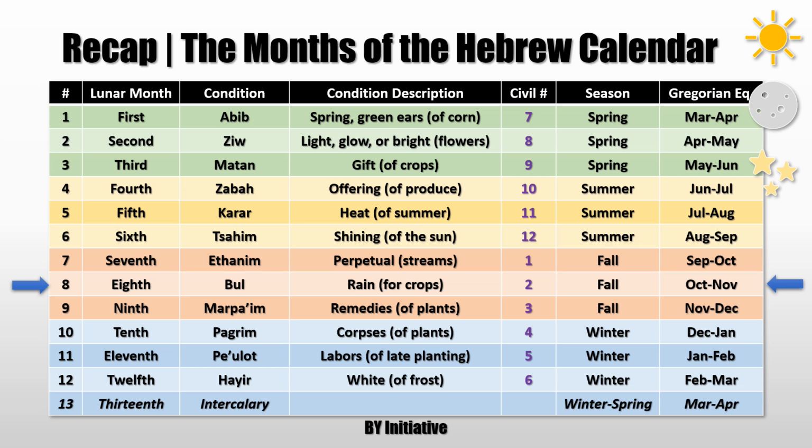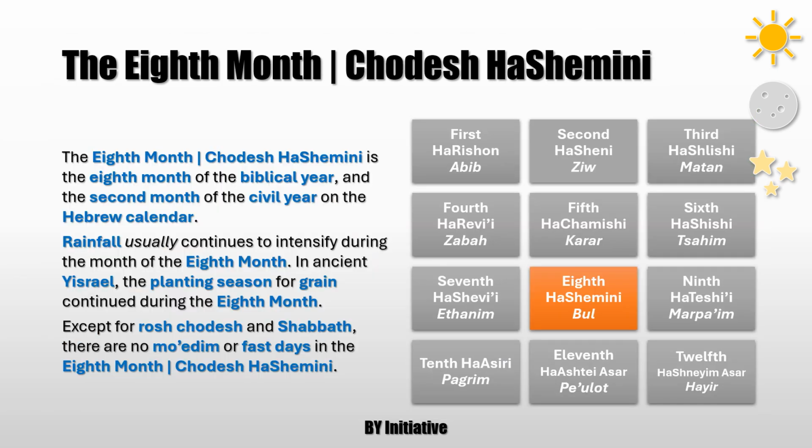The 8th month occupied the second position on the civil calendar. It occurred in the fall, anywhere between October and November on the Gregorian calendar. The 8th month, Chodesh HaShemini, is the 8th month of the biblical year and the second month of the civil year on the Hebrew calendar.